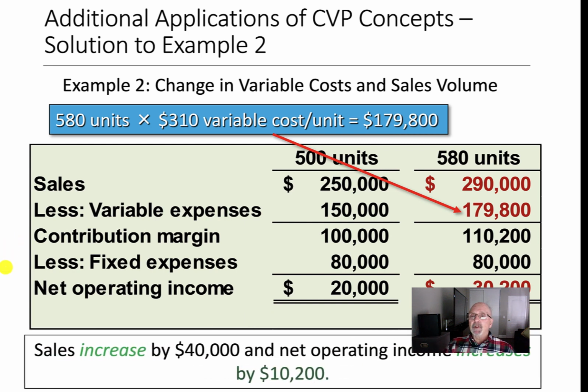So what happened here that didn't happen before? This. Fixed expenses stayed the same. Since the variable expenses are based on the number of units produced, the increased expense is covered by the units.